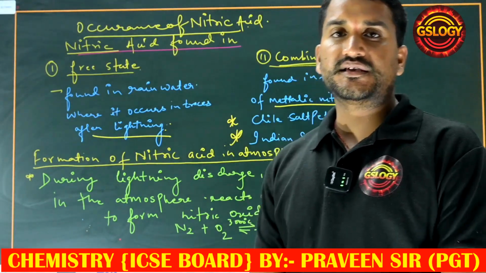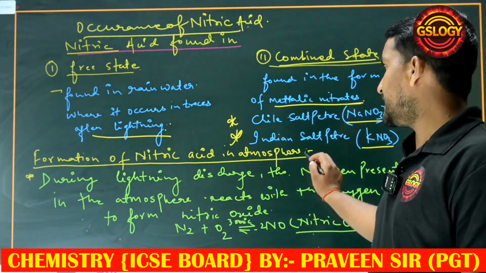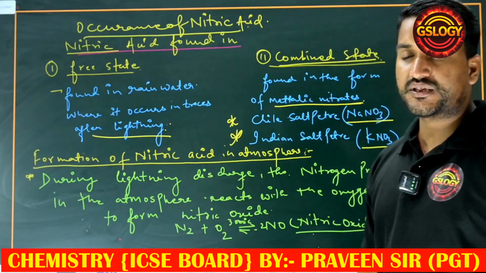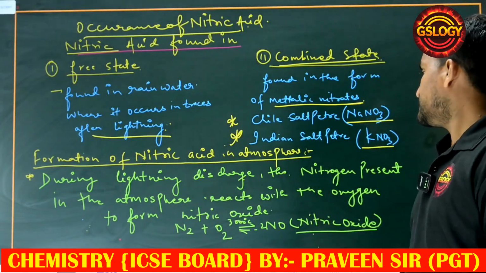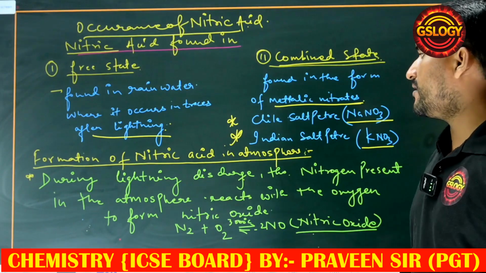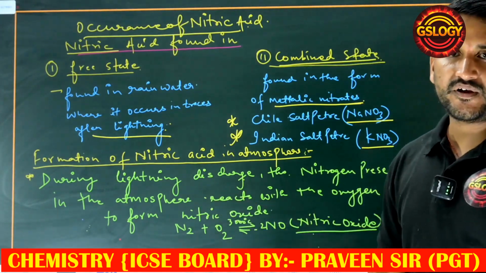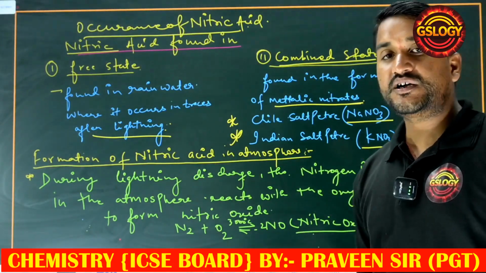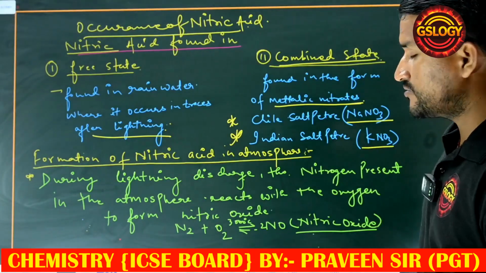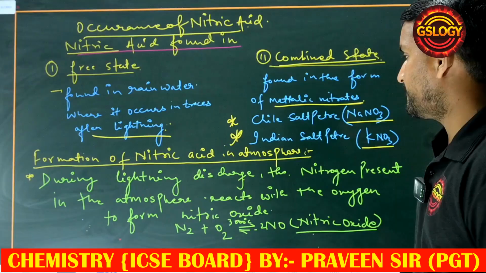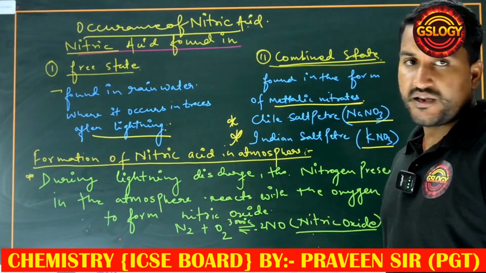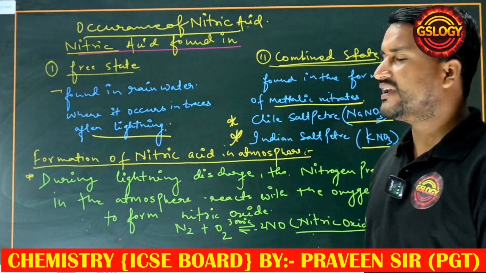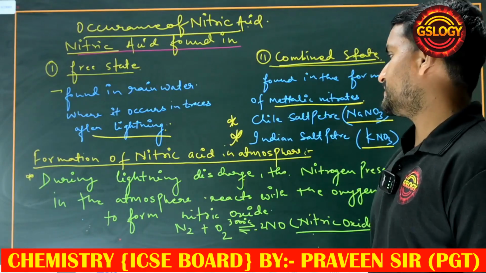How is nitric acid formed in the atmosphere? During the lightning discharge, the nitrogen present in the atmosphere, you know very well, how much? Sorry, by mistake I said 70. Yes, near about 78%.